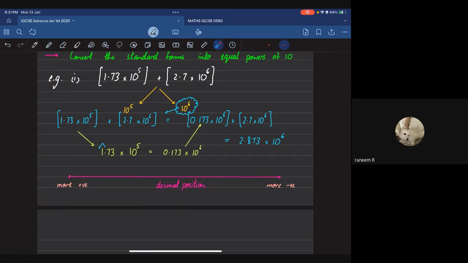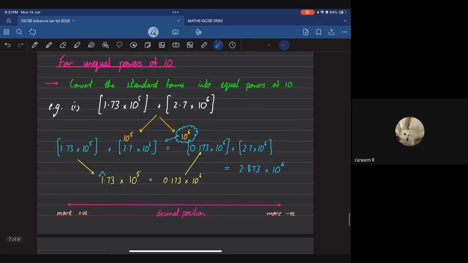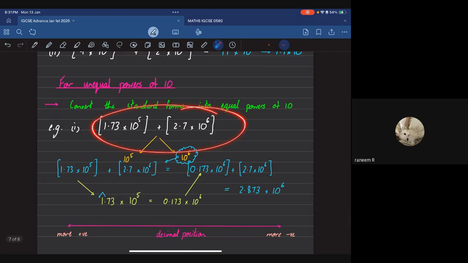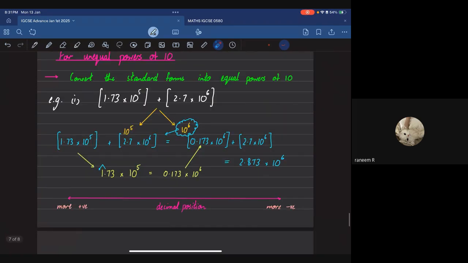Whenever you are adding two standard forms together and they are not in equal powers of 10, you will simply make sure that the powers are the same. Above, we just added the coefficients with the power of 10 because the powers of 10 were the same. But over here, that has not been the case. So what I need to do first is make the power the same. That way it is very easy for me to simply add 0.173 and 2.7 and carry the power forward together.